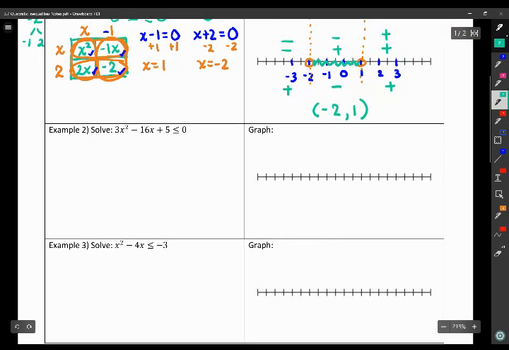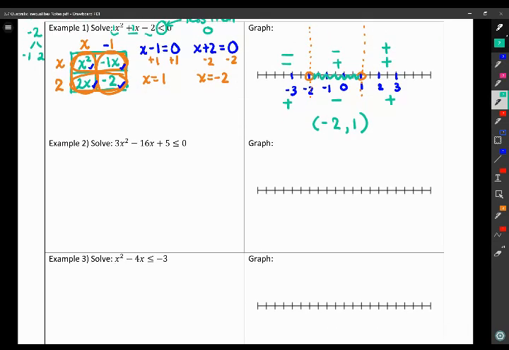When I look at example 2, same idea. Very first thing I'm going to do is factor if I can. So I first look, is there a greatest common factor? Nope. So now you're going to go first times last, which is 3 times 5 is 15. I look for factors of 15 that give me 16. So 1 times 15 will give me 16, and I need it to be a negative 16, so both of these are negatives. So I'm going to do my box.